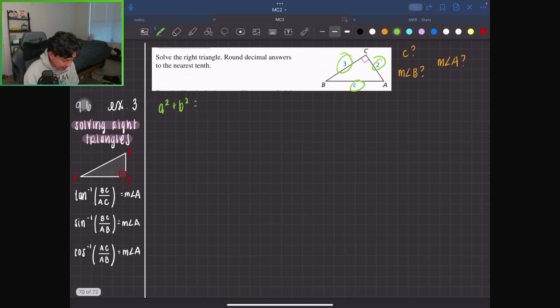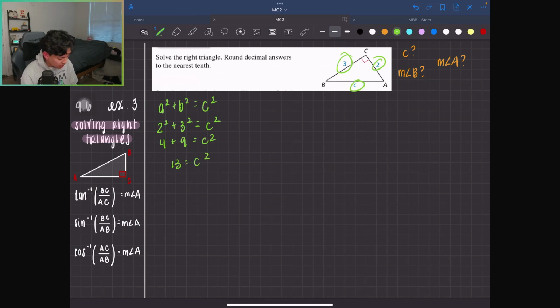Okay? And now let's go ahead and just substitute these values here. We already know what a squared and b squared are. I'm just going to substitute a with 2, and I'm going to substitute b with 3. And that's going to give us c squared. And now let's just go ahead and solve this. 13 equals c squared. And then if I wanted to isolate the variable c, I'm going to square root both sides. So now what do we have? The length of c is going to be square root of 13. And I'm going to leave this as a radical, okay?